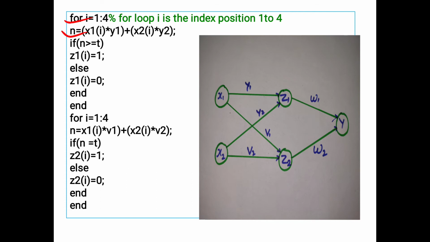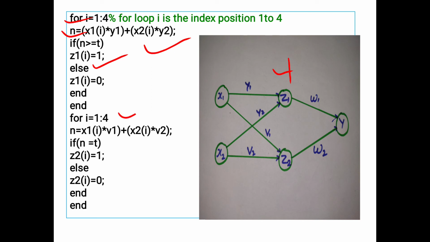So here n is equal to x1 of i, that means x1 is a function of i, into y1 plus x2 into y2. Here x2 is also a function of i. So here n is the net input value. If the net input value is greater than or equal to t, that is our threshold value, then the activation function z1 is equal to 1. It means this z1 will be 1, otherwise it will be low.